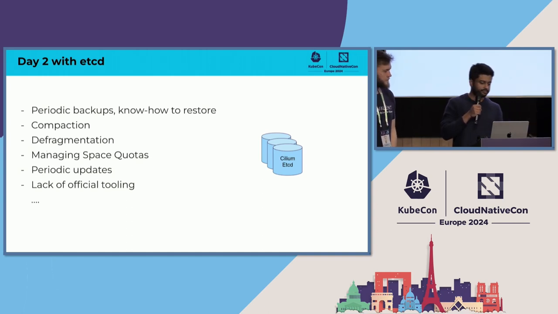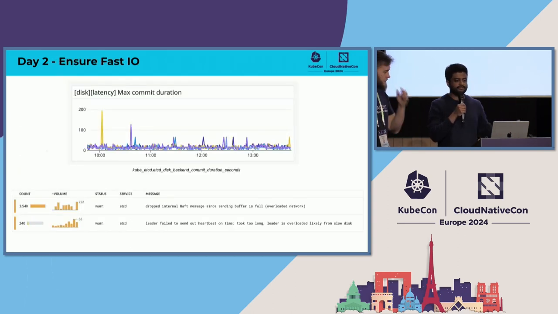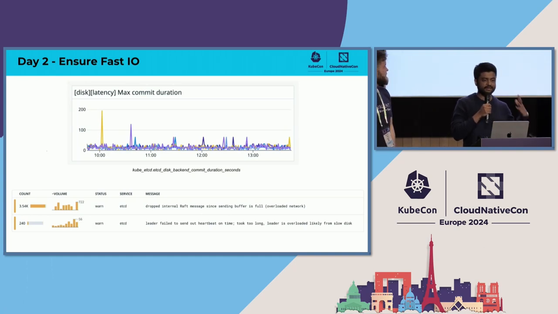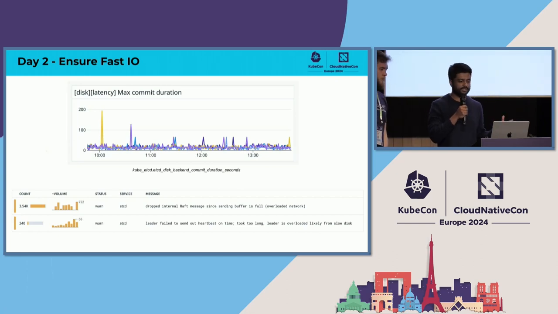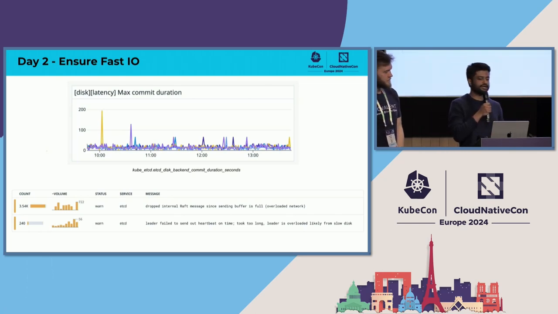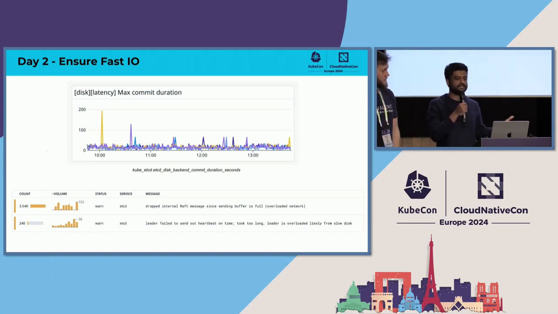And let's say you put some scripts together and manage the lifecycle of your etcd clusters. That's not enough either, right? etcd clusters are also very sensitive to disk and network latency. Depending on how active your clusters are and how big your Kubernetes clusters are, sometimes your disks might not be fast enough or your network might not be fast enough. Luckily, etcd already has some telemetry for this. So if you see logs like this, your etcd instances might need an upgrade.